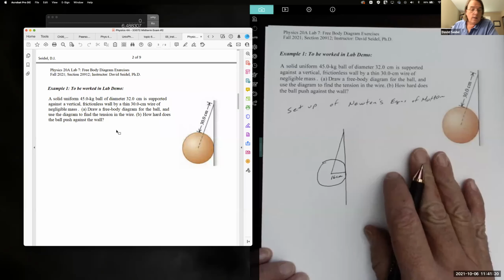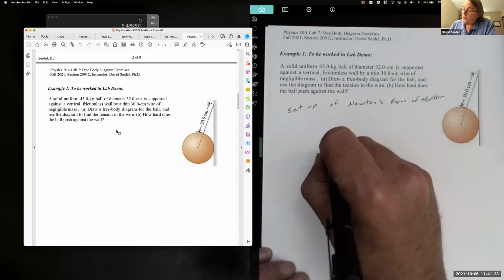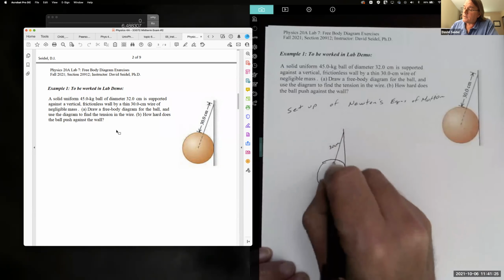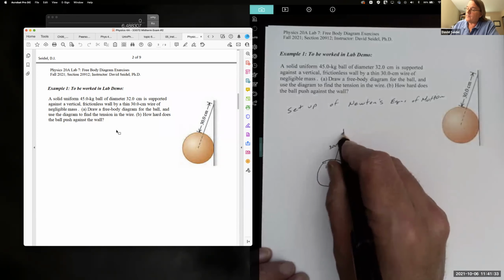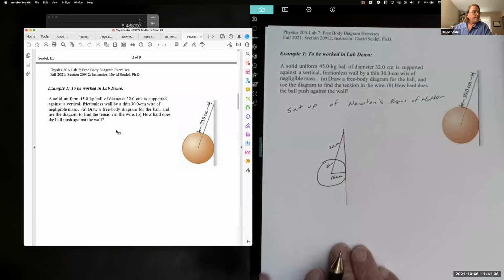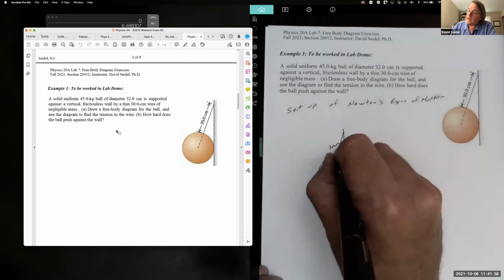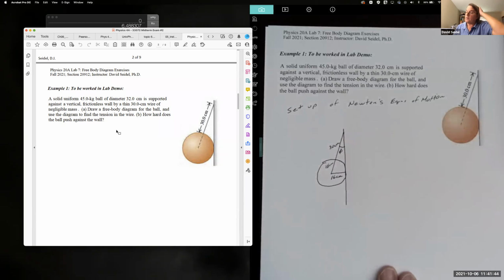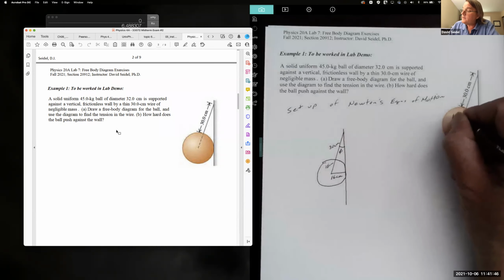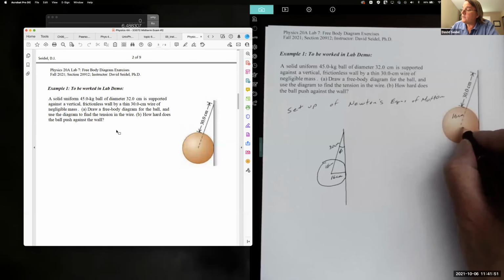Here we have 30 centimeters to here and 16 centimeters to here. So it's 46 centimeters from this point to this point, and this has some angle phi. Okay, so I just redrew the diagram a little bit. You could also just go 16 centimeters here, and it's 16.0, and 16.0 centimeters here.